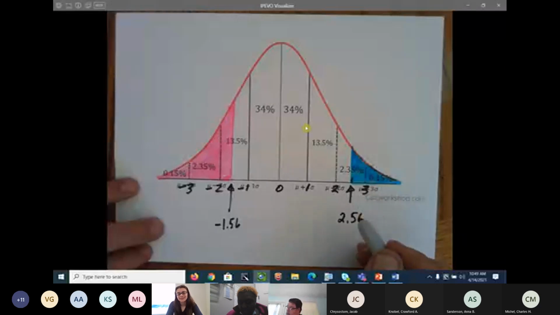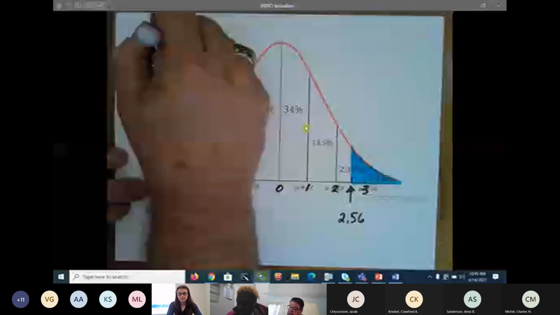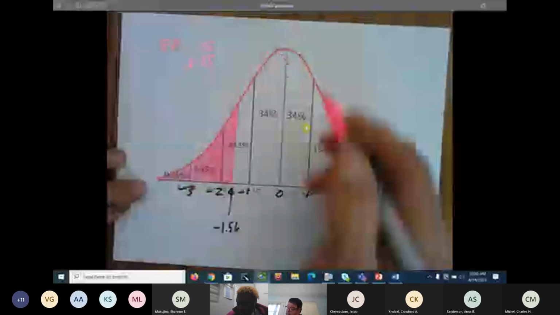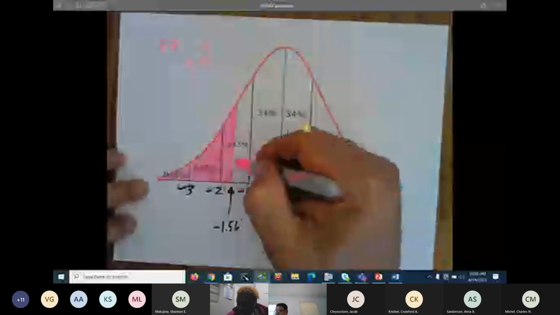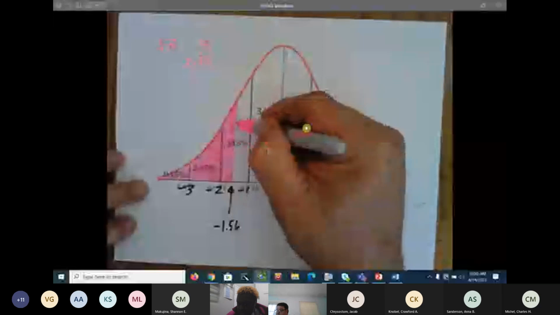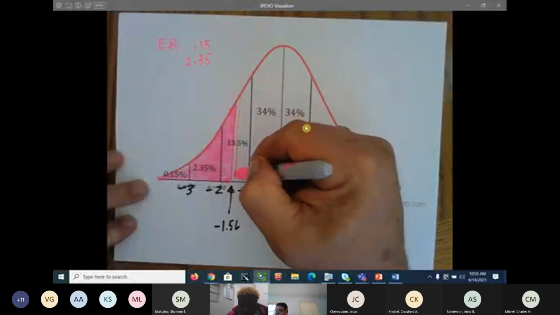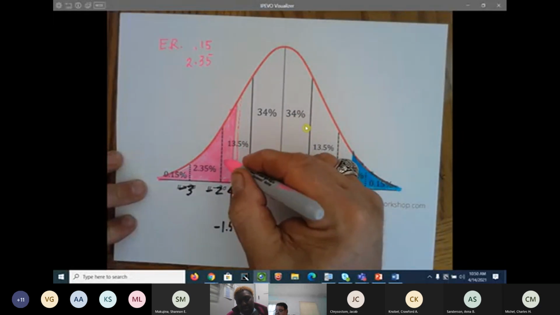Okay. All right. So 2.56 and negative 1.56. Now, watch. I'm going to do the empirical rule. I'm going to do the pink. I'm going to do 0.15, 2.35, and 1.5 is right in here. So that would be 6.75%. So I'm just going to say that this area right here is 6%.